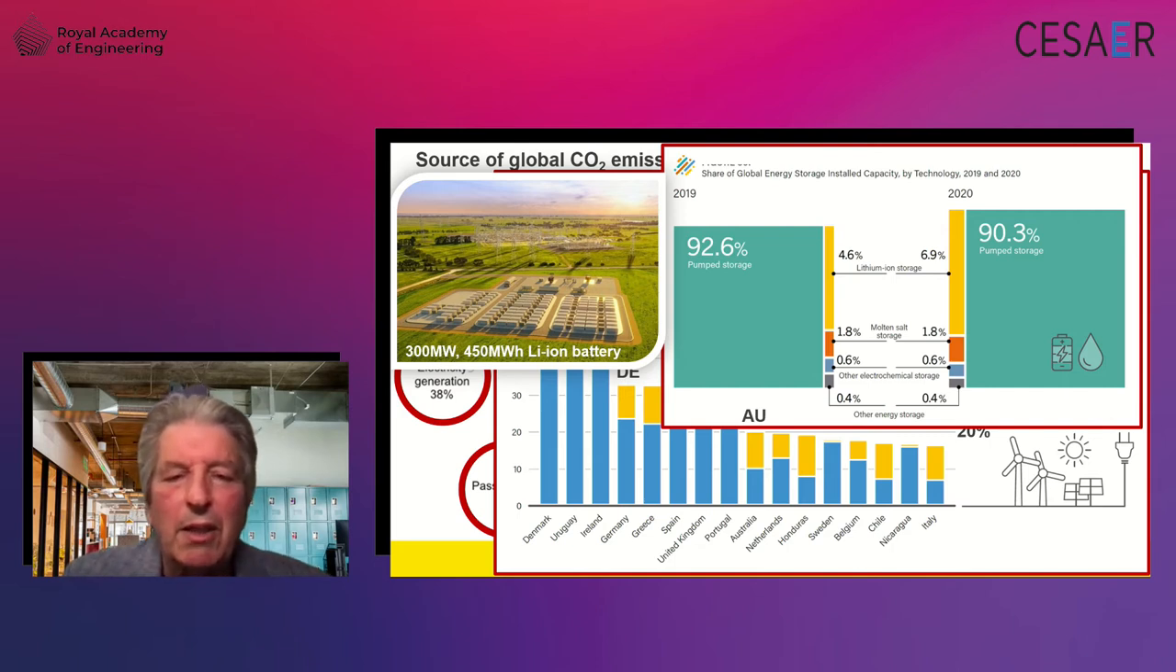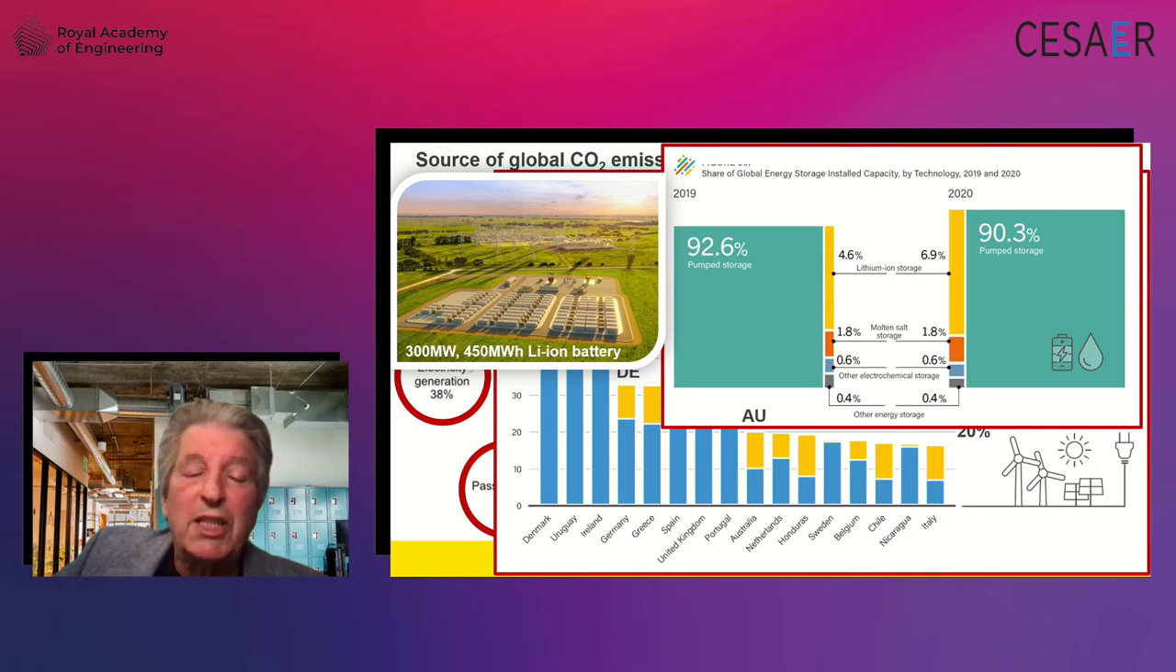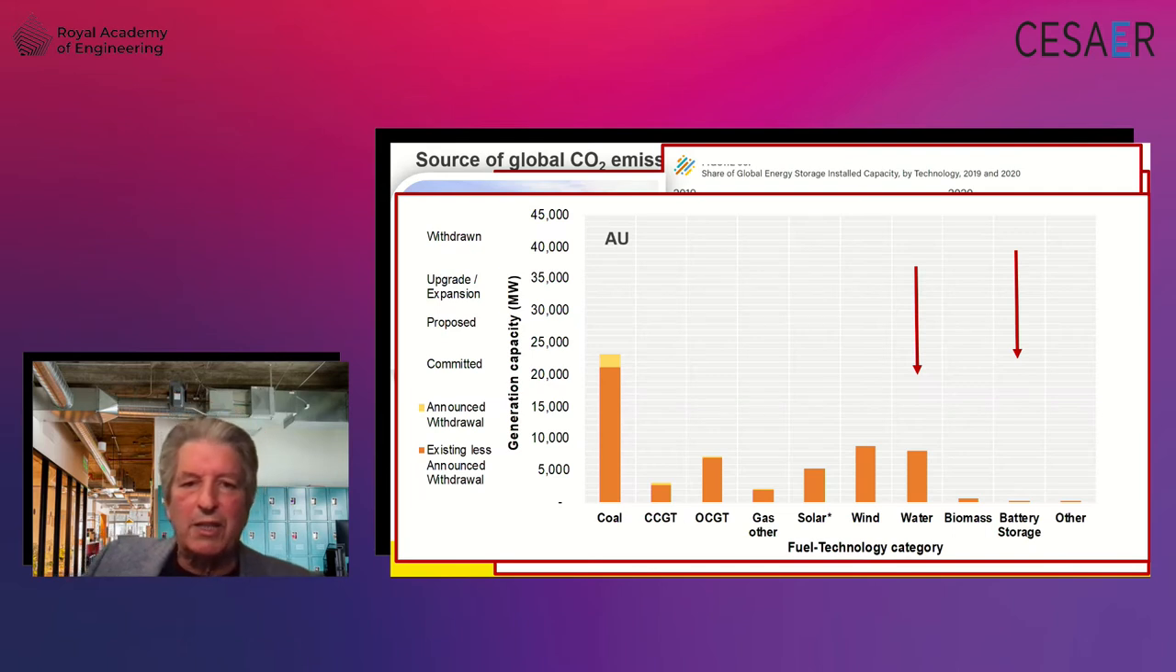In Australia, we're seeing a lot more energy storage going in very quickly. Both pumped hydro, the green area in the chart in the background there, and lithium ion batteries, which is the yellow region. This photo shows a big 300 megawatt system that's going into Australia, getting to the size of a coal-fired power station or something like that in terms of the backup it can supply.